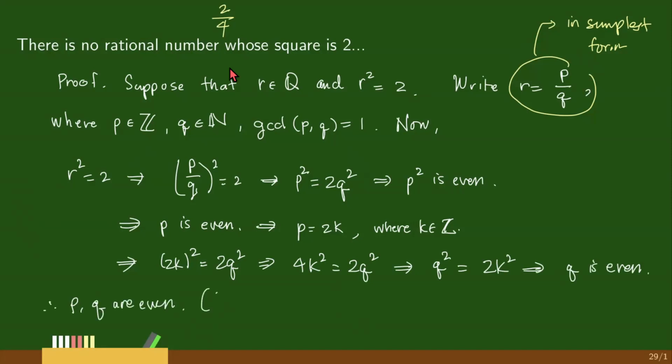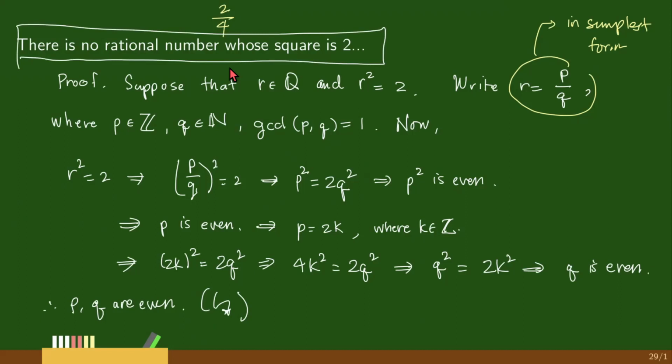Contradiction. Why is that a contradiction? Sabi nyo ang GCD naka-simplest form tayo. Bakit naging pareho silang even? It cannot be. Kasi kung pareho silang even, may common factor sila na 2. So the GCD can't be 1. So that's a contradiction. So therefore, there is no rational number whose square is 2.